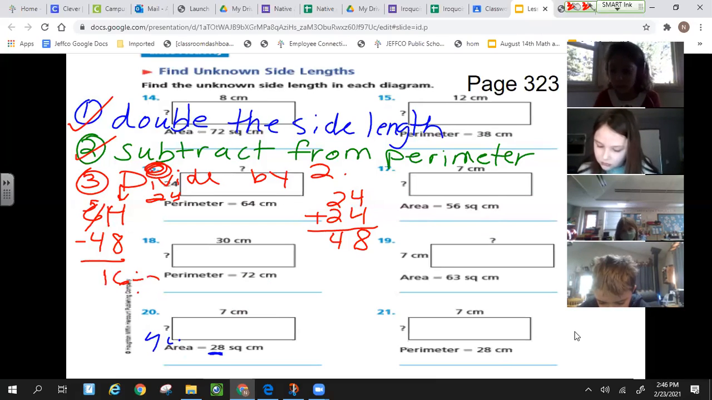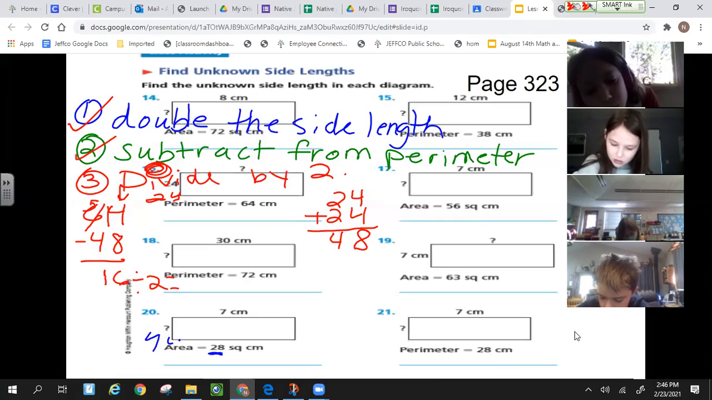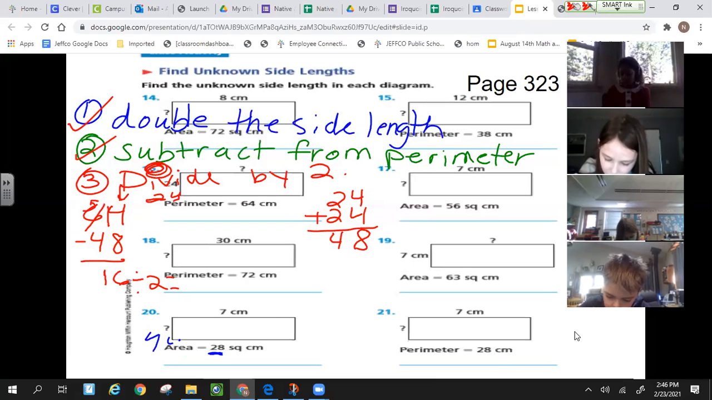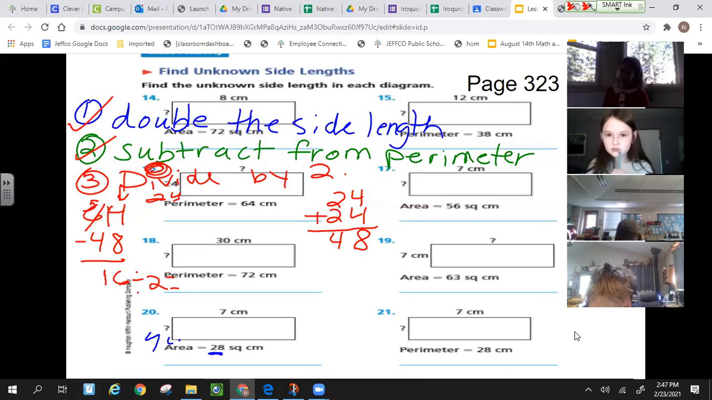Divide it by 2. 16 divided by 2. How many 2s are in 16? Count on your fingers. 8. Wasn't that easier the second time, now that we see how we did it? When we had to figure it out, it was kind of tricky, but we got 8. So the length side would be 8.